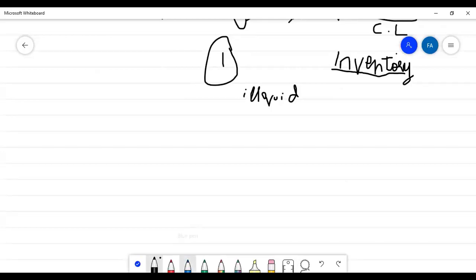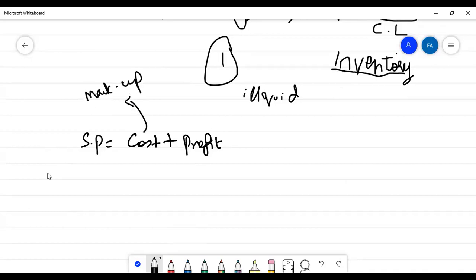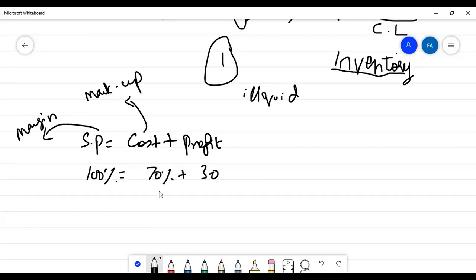The simple maths, you would have learned this thing, that selling price is equal to cost plus profit. You agree with this? Yeah, I agree. The percentage of cost, which is profit, is called markup. The percentage of selling price, which is gross profit, is called margin. The total should be 100%, and the combinations can be different. It can be 70 plus 30, it can be 60 plus 50, it can be any combination.